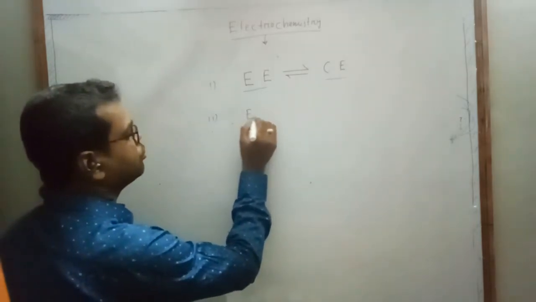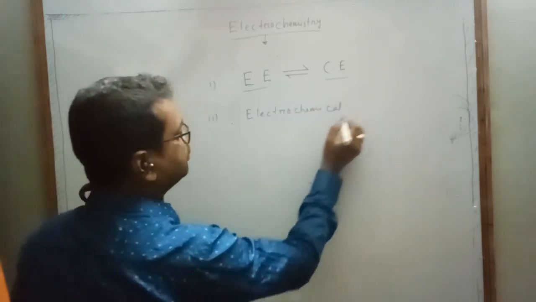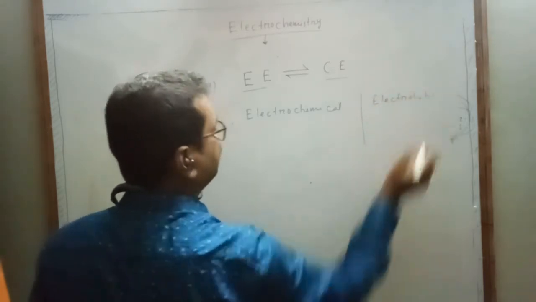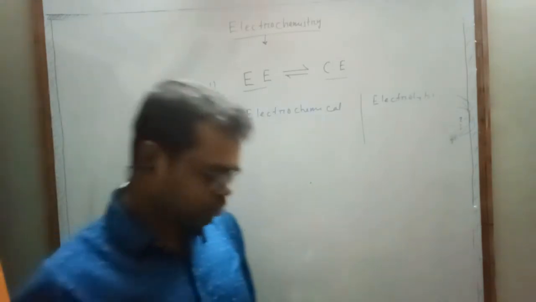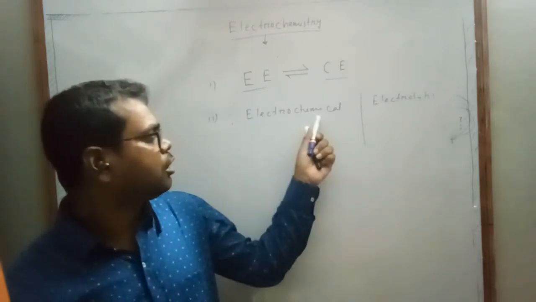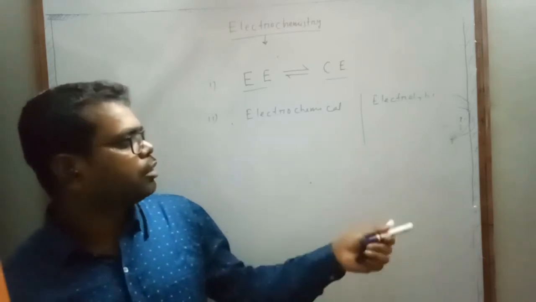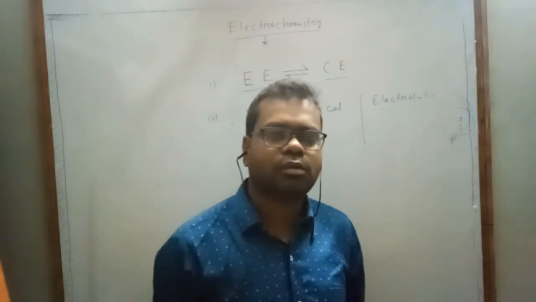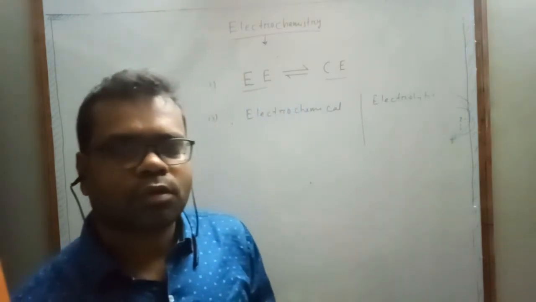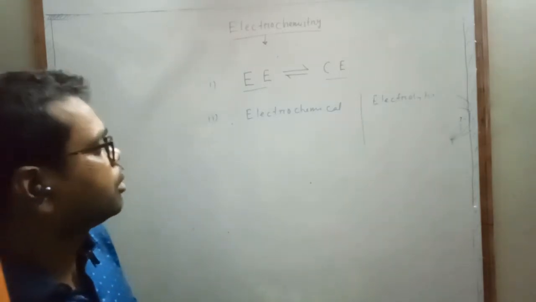One is your electrochemical cell, another one is electrolytic cell. In an electrochemical cell, the chemical energy of the redox reaction is converted to electrical energy, and in an electrolytic cell electricity is used to run a reaction which is not spontaneous. For a non-spontaneous reaction, we have to use an electrolytic cell.